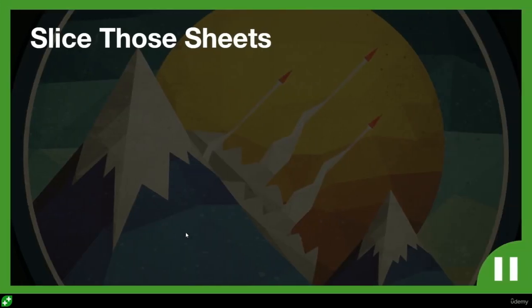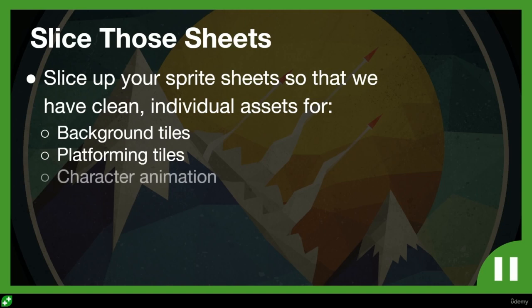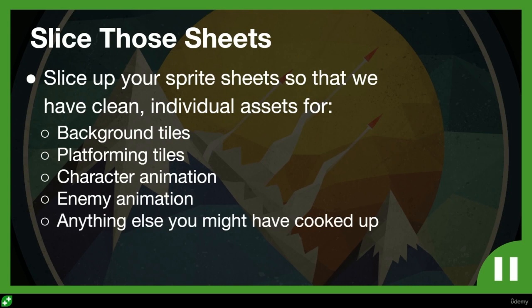I'm going to set this to you as a challenge. Slice up those sheets, slice them up so we have clean individual assets for background tiles, platforming tiles, the character animation, which I've done already, the enemy animation, which you've got access to, and anything else you might have cooked up when you went and grabbed assets or when you created your own assets. So there's your challenge. Pause the video, take that on, and I'll see you back here when you're done.